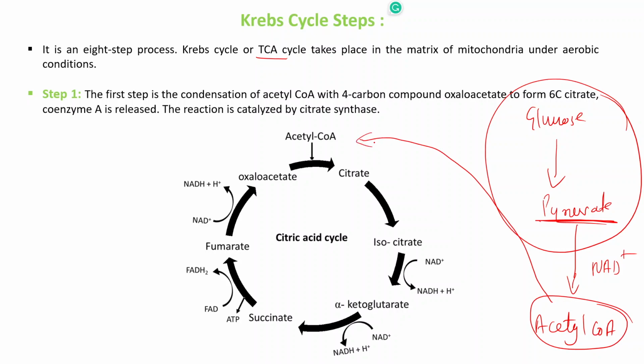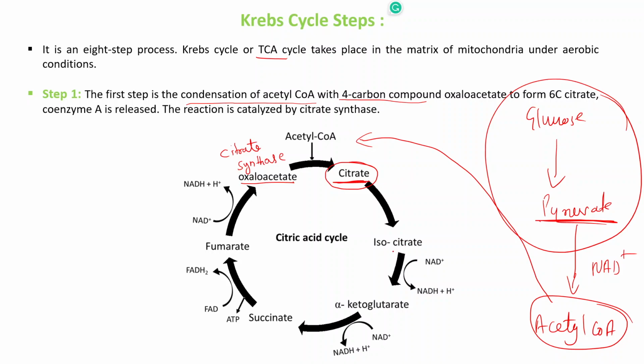The first step is the condensation of the acetyl CoA with the 4-carbon compound oxaloacetate. They both, with the help of an enzyme, synthesize citrate here. The enzyme's name is citrate synthetase. It is easy to remember this way, synthetase. So citrate has been formed now.